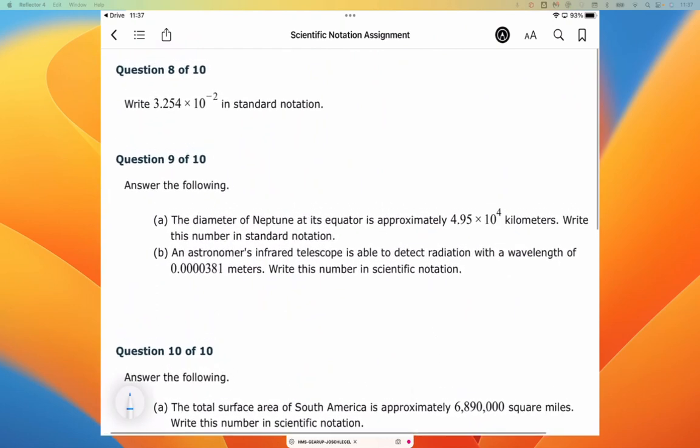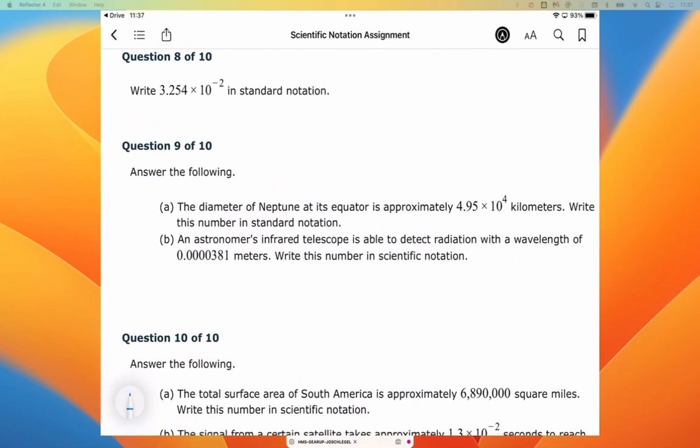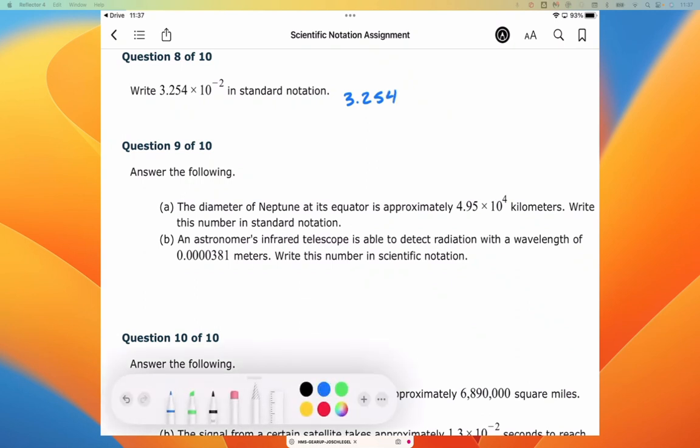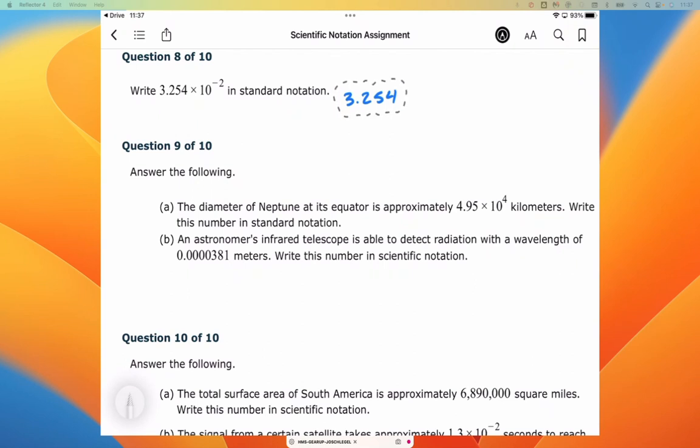Number 8, very similar to the last one, we have 3.254, and that's to the power of negative 2, so a movement of 2 decimal places to the left. So 1, 2, and we get 0 in that spot, and that gives us 0.03254.